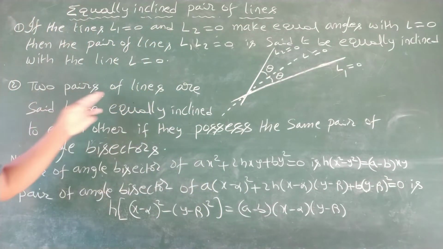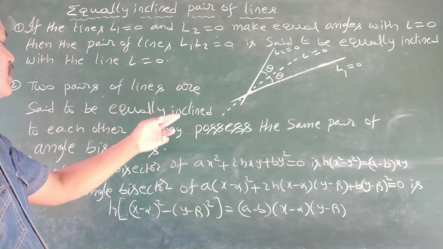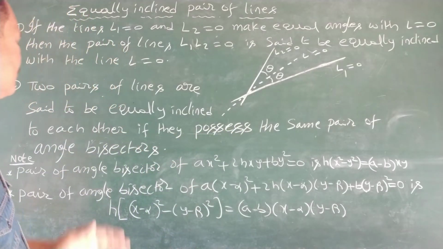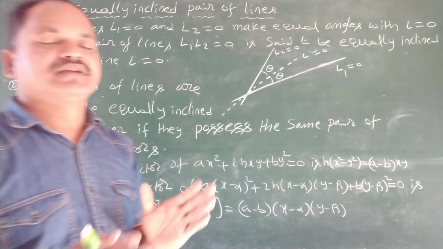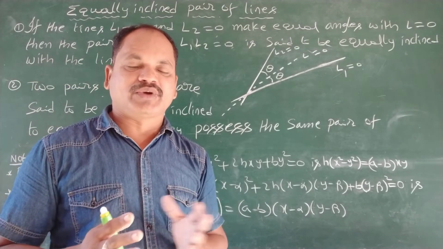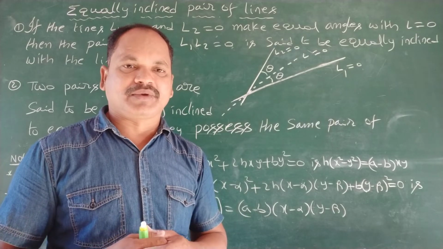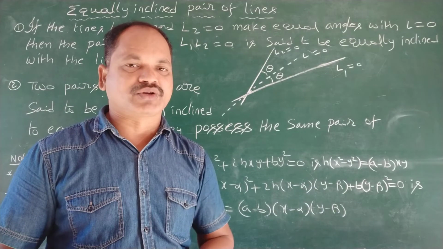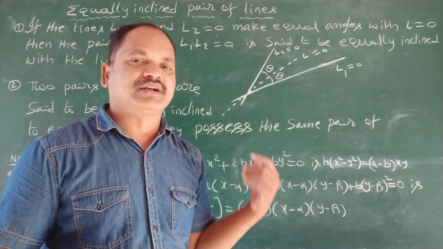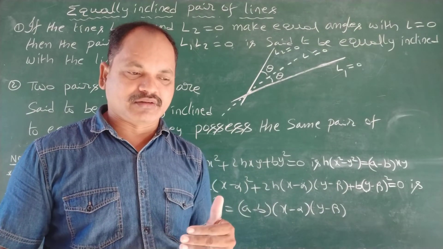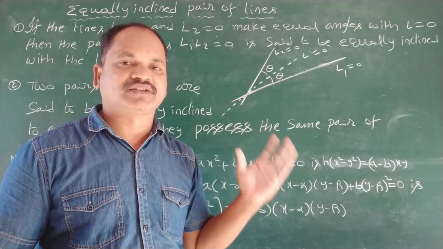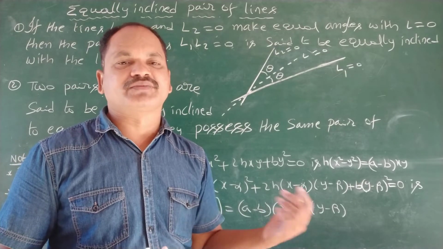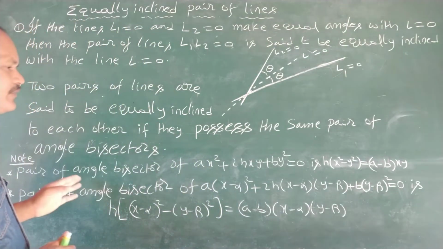So two pairs of lines are said to be equally inclined to each other, then they possess the same pair of angle bisectors. That's why if two pairs of equations are equally inclined pairs of lines, then they have the same pair of angle bisectors. That is very, very important, and more questions depend upon it in objective exams. Especially, this is a concept exclusively for objective. So more JEE Mains questions depend upon this concept. Okay. Now the formula.